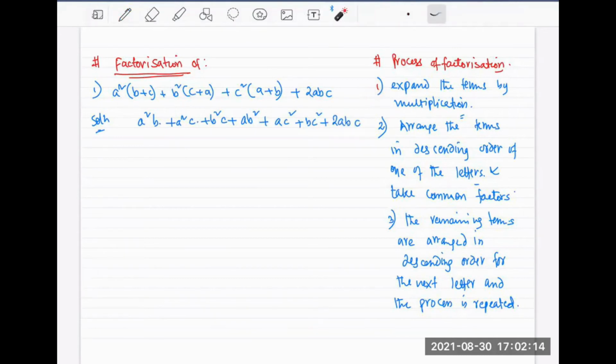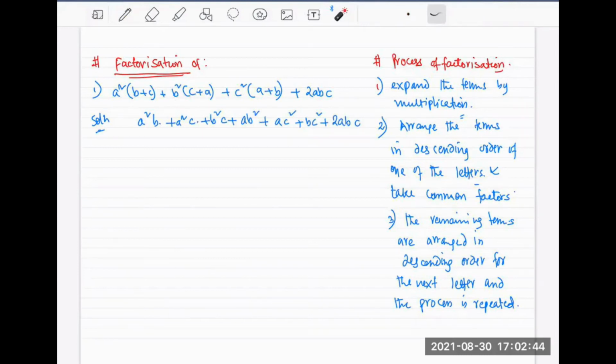Expand the terms by multiplication. Okay, we have multiplied them and then expanded the terms. There is no term that is not multiplied right now, right? Number two, arrange the terms in descending order of one of the letters and take common factor. I have to mention here, descending order of exponent, of one of the letters, and take common factors.